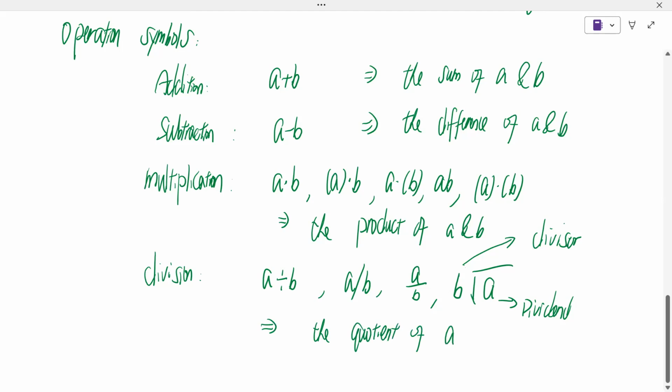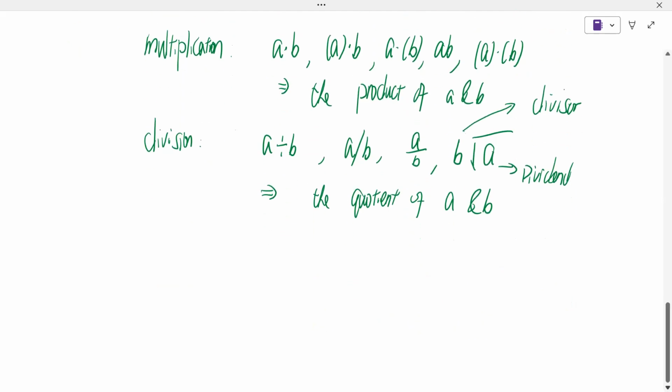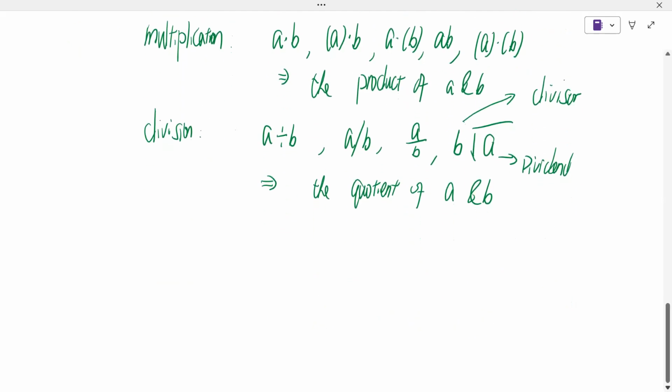Of A and B. And also we have grouping symbols. A couple of grouping symbols are very important for the course. First one is called parentheses. Something like this, right? This is a typical parentheses.